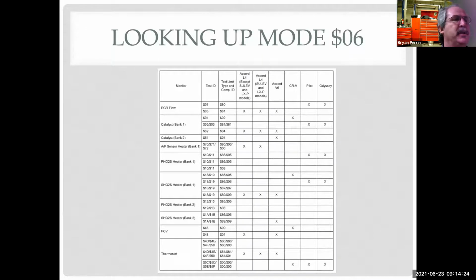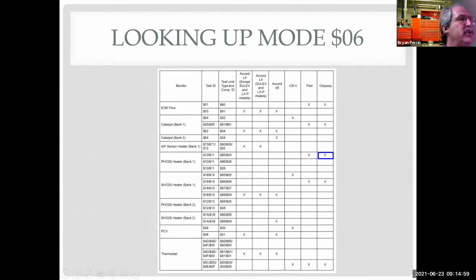I'm on an Odyssey, and I'm going to look up a heated O2 sensor. And it tells me that that's going to be test ID 10 and 11, and component ID is 85 and 05 respectively. So this is for my front O2 sensor heater. And this is for Odyssey, so this only applies to Odyssey and Pilot.